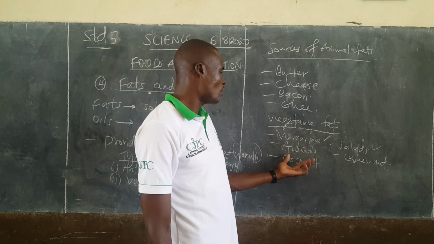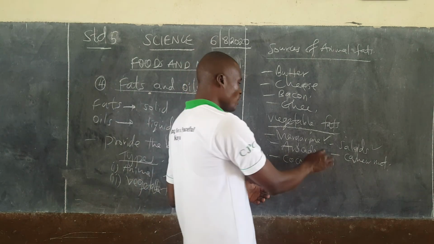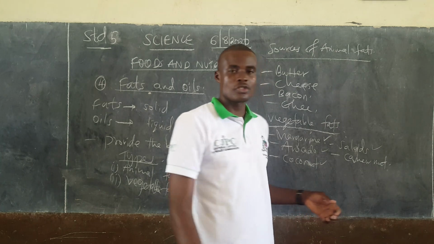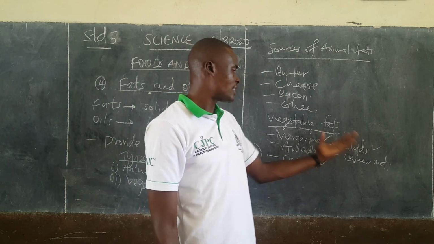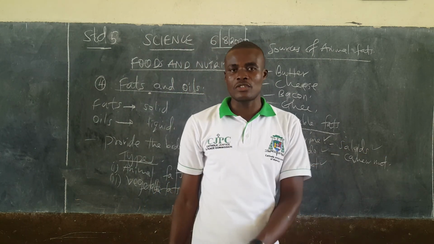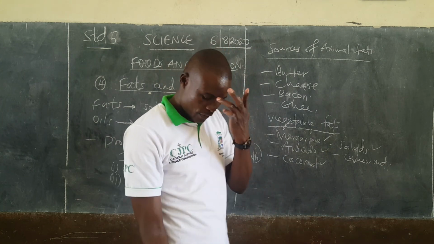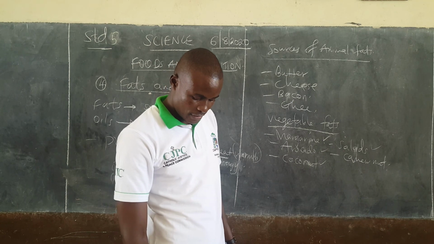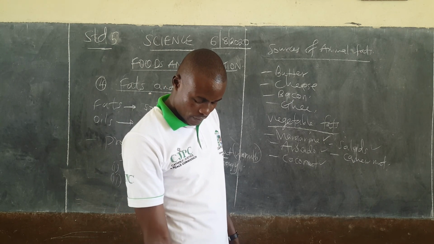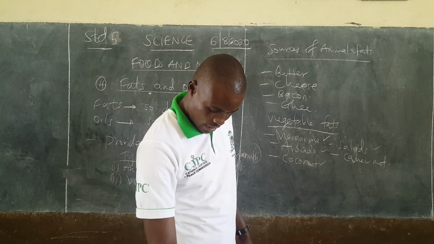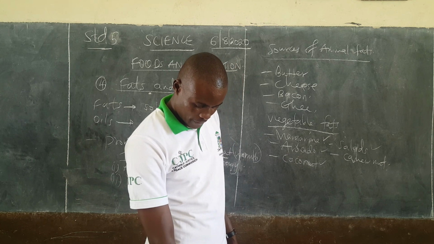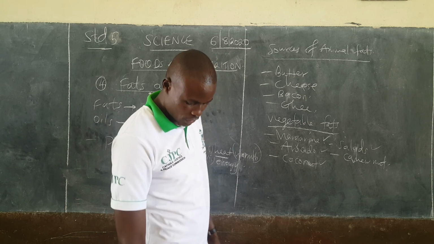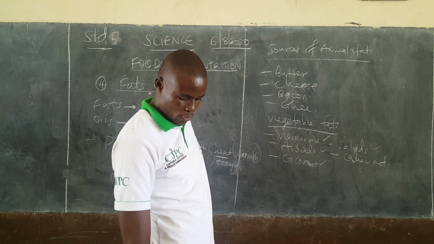We have avocado. Some people normally eat avocado with bread as well. Then coconut. We normally use the coconut to cook food. Salads I have mentioned about, and cashew nut is almost the same as peanut butter. So another, oils are in liquid form. Oils are in liquid form, and they are normally obtained from plants.